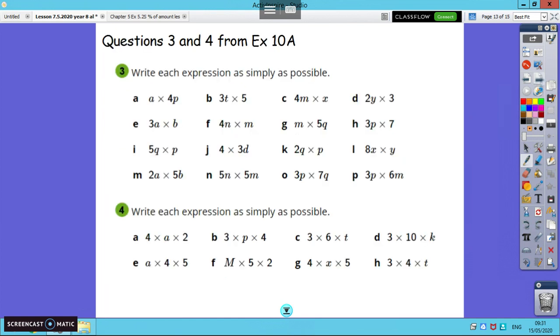Okay, and here are the questions I'd like you to do. So this is from the textbook that we would usually use in class, and I'd like us to do questions 3 and 4 from the textbook today. So only 2 questions to do, okay? Now there are answers at the end of the PDF that I'm going to attach, so you can mark your answers afterwards. Okay, always remember, number comes first, then the letters, and they have to be in alphabetical order. Okay, really, really important. And we don't put any times signs. We have no gaps and we don't have any times signs.